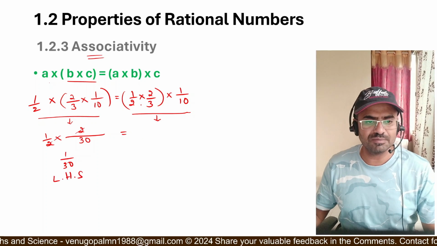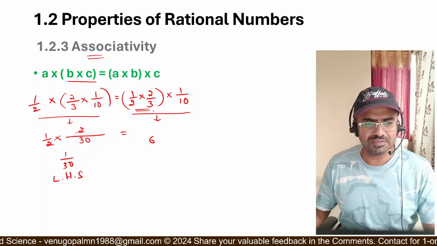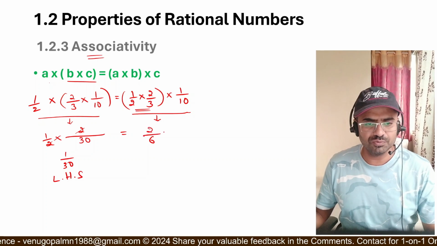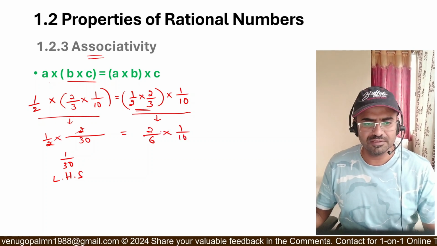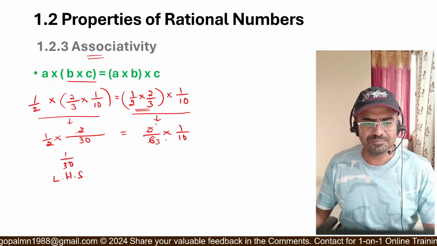Now if you take the other example, first I am solving this: 2 threes are 6 by 2 into 1 by 10. So 2 ones are 2, 2 threes are 6.